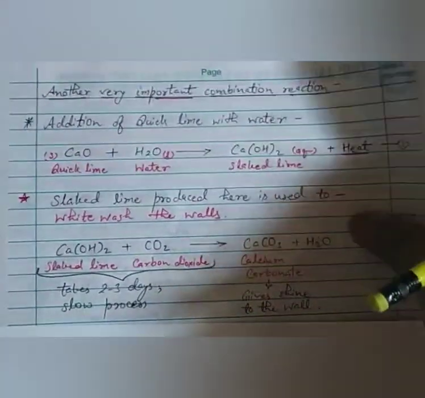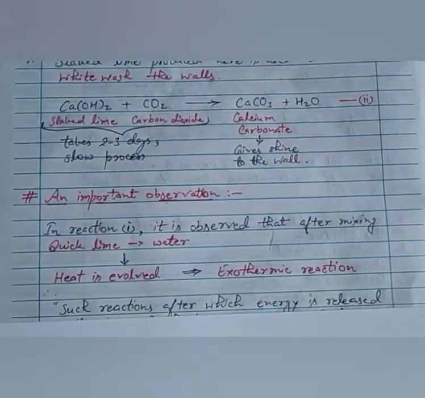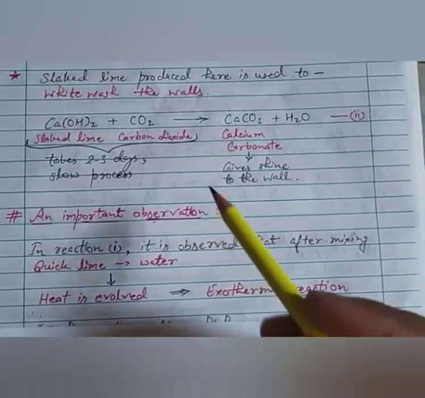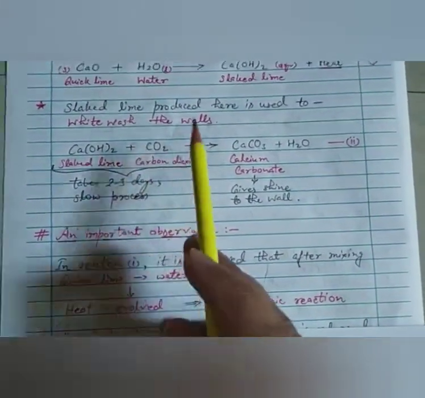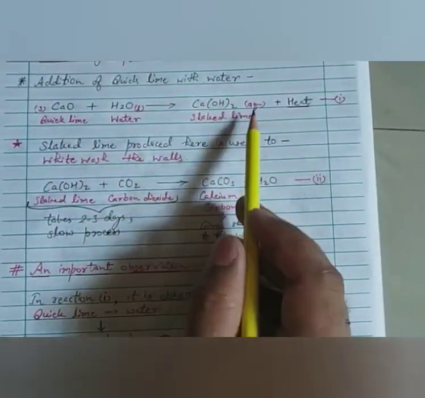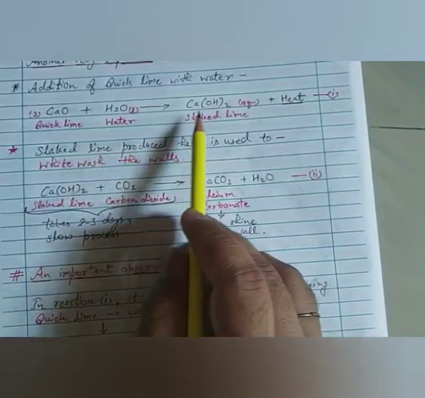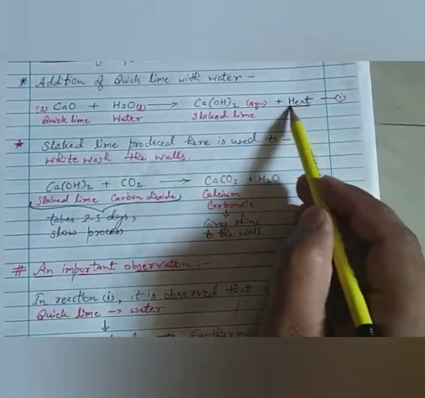Now we will discuss some more important phenomena of combination reaction related to that. Right now we have seen this reaction, calcium hydroxide reacting with carbon dioxide, the product of the first reaction. Now this first reaction shows one more thing, that heat is generating here.